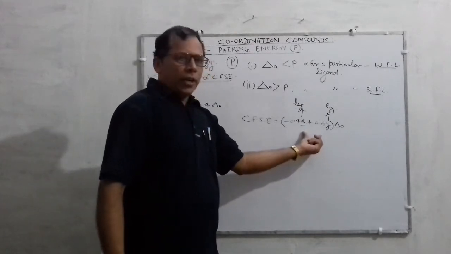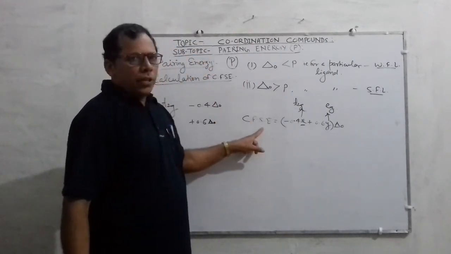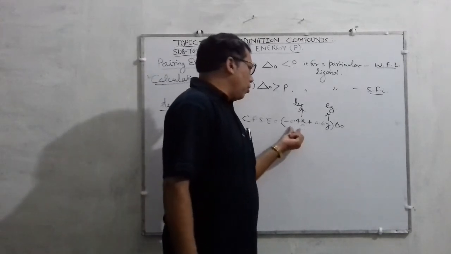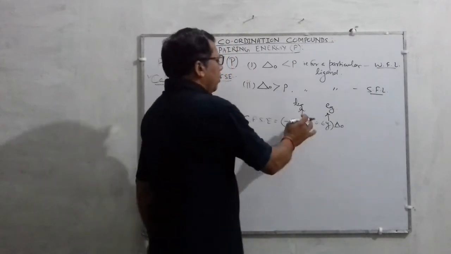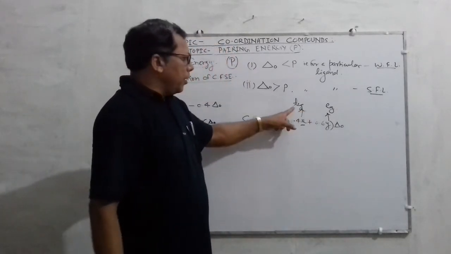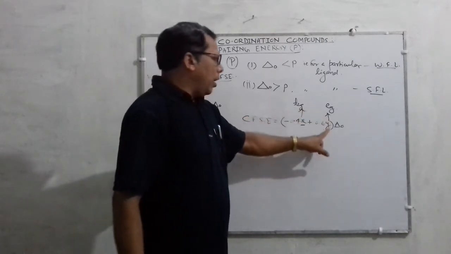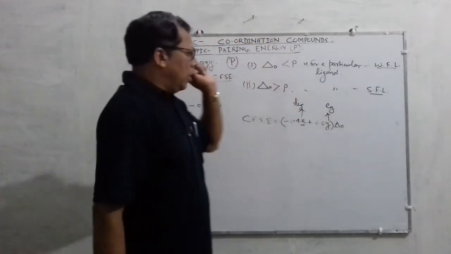This is the key point, children. For the calculation of crystal field splitting energy, we utilize the formula minus 0.4 X plus 0.6 Y, in which X is the number of electrons present in the t2g orbital and Y represents the number of electrons present in the eg orbital. Alright.